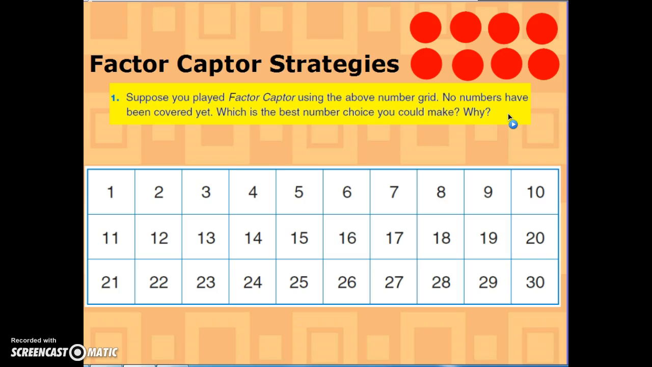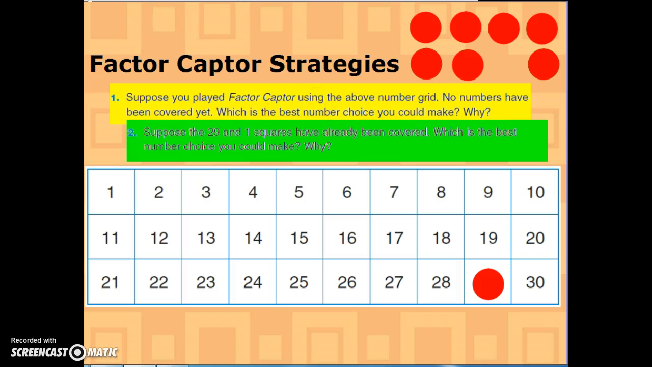No numbers have been covered. Which is the best number choice you could make? So we're looking for a product that doesn't have a lot of factors. So I would probably choose 29, because the factors of 29 are 1 and 29. And so I've just gotten 29 points, but my partner can only cover up 1, and they would only get 1 point.